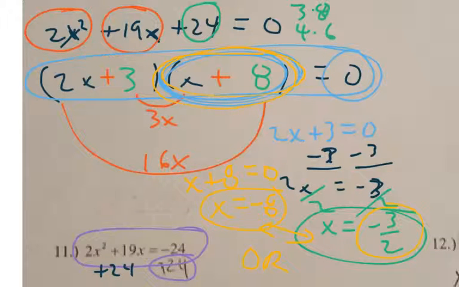So guys, hopefully this made sense. Hopefully you understand that once I factor it, I can very easily solve for 0 and find my roots.